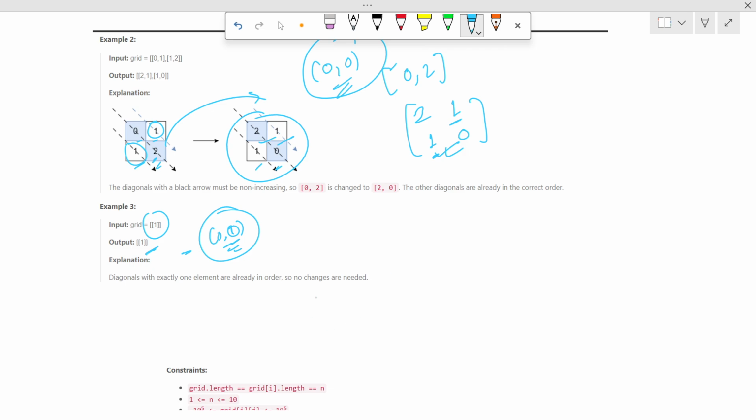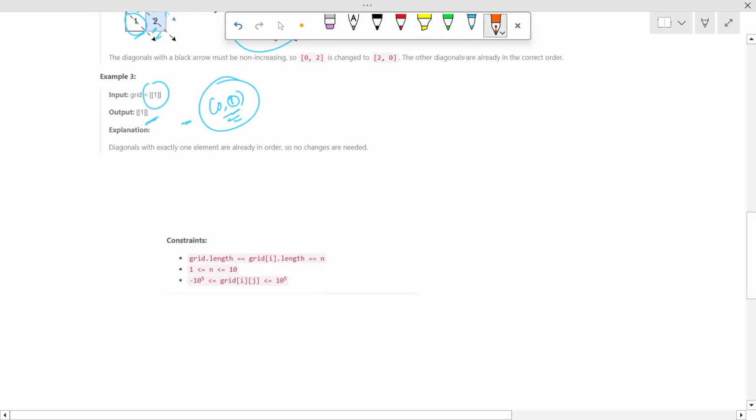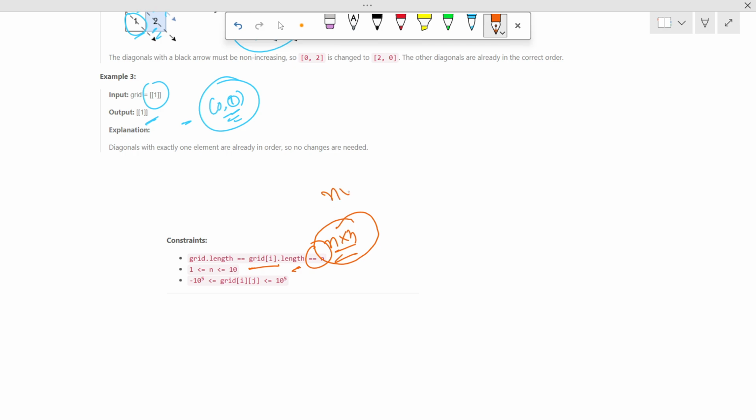And now let's look at the constraints. The constraint is basically grid dot length, and grid[i] dot length is equal to n. It means this is an n cross n matrix, and each row has exactly n columns, and you do not need to handle the cases where row and column counts are different. This is already given here, like if there are 3 columns and 3 rows. And then the second constraint, 1 less than or equal to n less than or equal to 10.